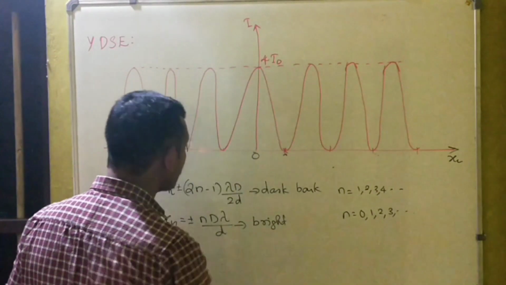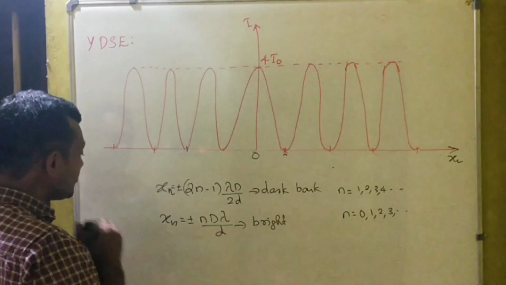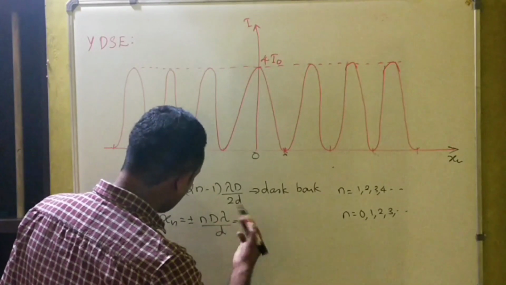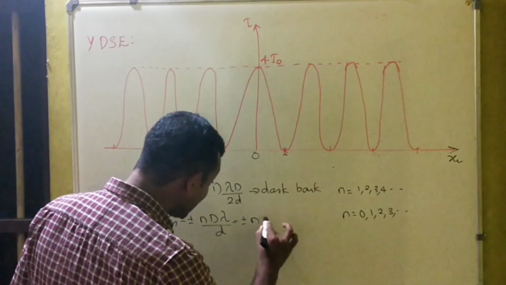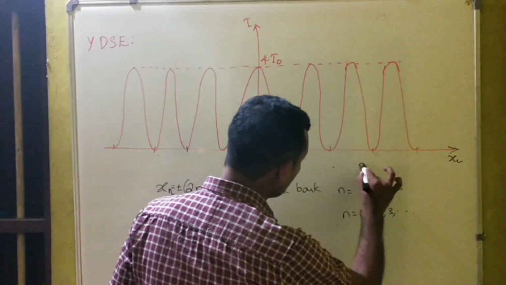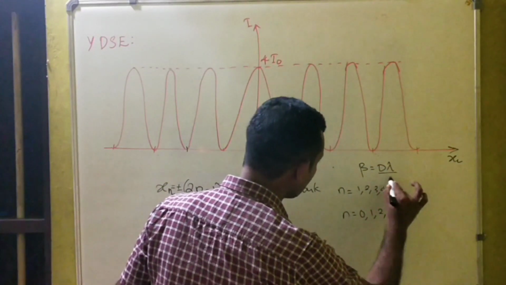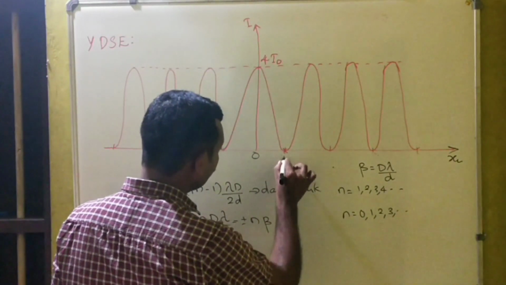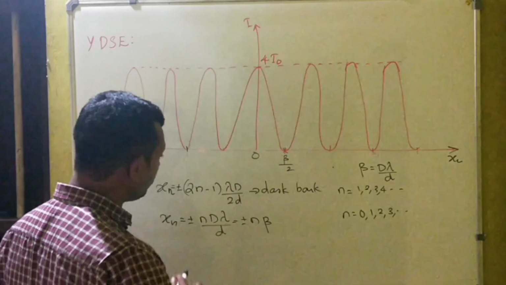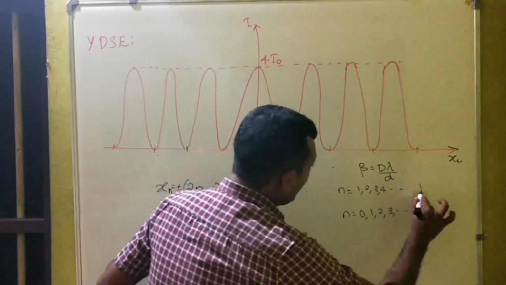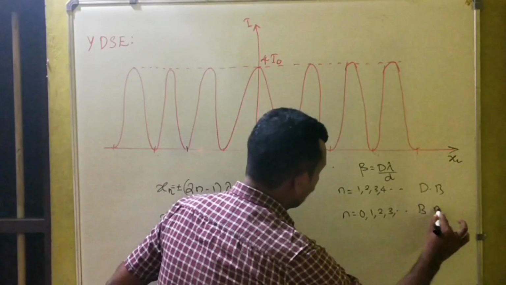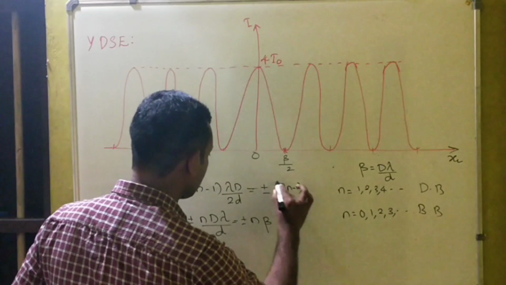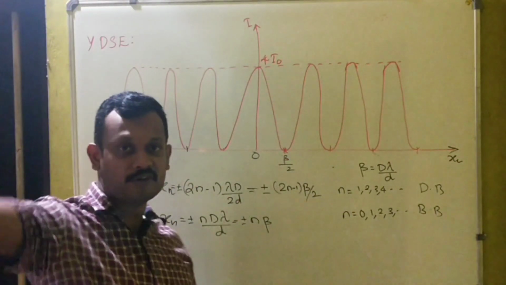When n is equal to 0, you get a bright band. This is the first condition. One more thing we can say is that this is plus or minus n beta, because beta is the fringe width, D lambda divided by small d. This is the condition for a bright band. The condition for a dark band is plus or minus (2n minus 1) beta by 2. So we are going to represent all of this in terms of beta.